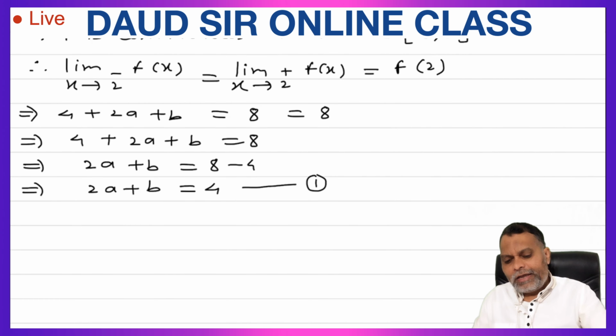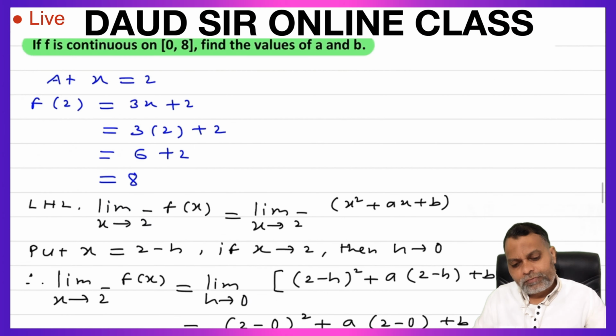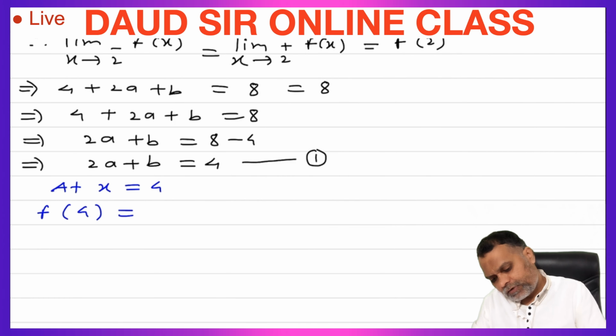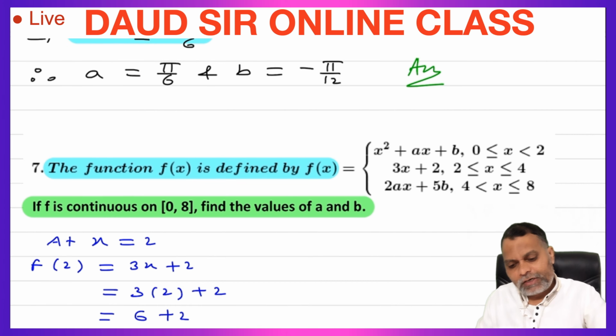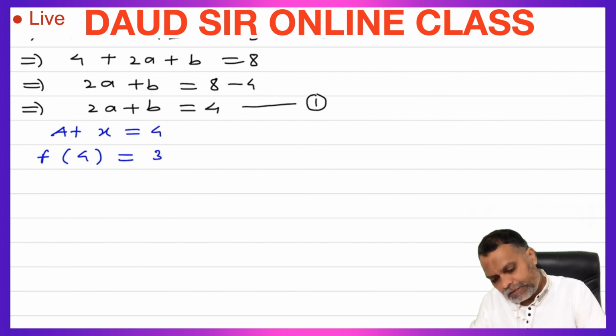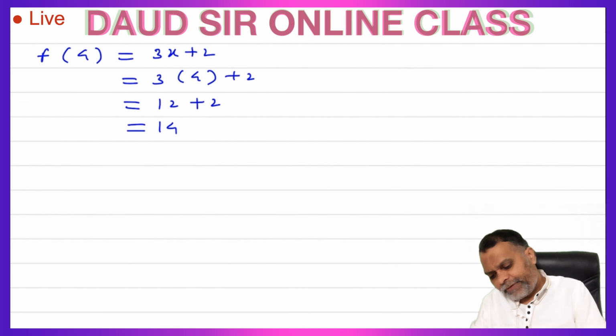Now, at the second point where the function is defined, x is equal to 4. At x is equal to 4, f of 4 is equal to, where the function is defined at x equal to 4, here x is equal to 4, so take this function 3x plus 2. 3x plus 2, put x is equal to 4, 3 into 4 plus 2, 3 fours are 12, 12 plus 2, that is 14.